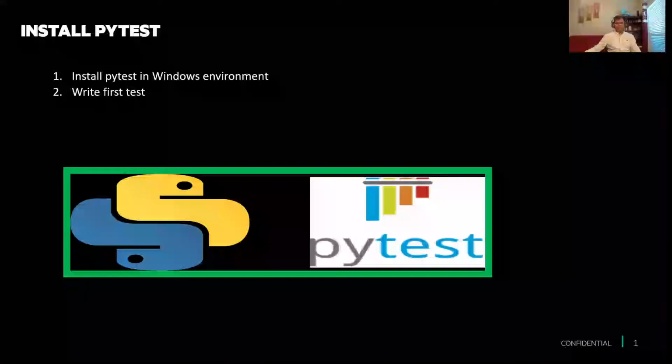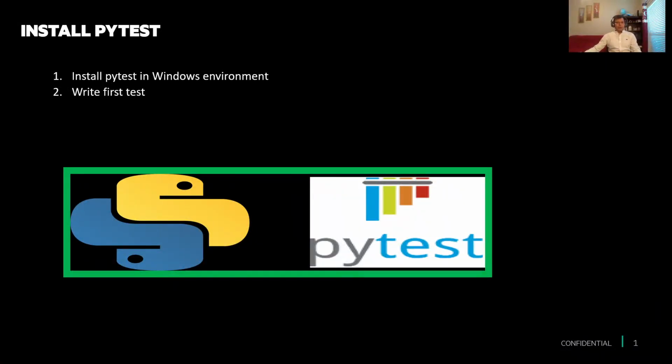Today we'll be talking about Pytest. So far we have been learning how to write the code. Now we'll start learning how to test our own code. So we will be talking about Pytest, what it is, then we'll be going through how to install Pytest in a Windows environment, and then we'll be writing our first Pytest.